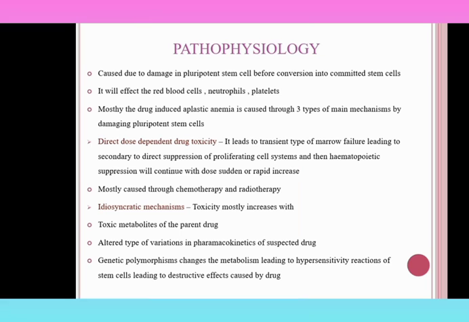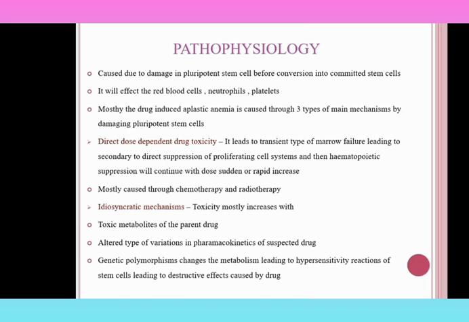Now coming to its pathophysiology, it is actually caused due to damage in the pluripotent stem cell, even before they convert into the committed type of stem cells, which determine into which type of form they should be transformed. So drug-induced aplastic anemia is caused by damage at the starting stage, to the pluripotent stem cell. It will mostly affect the red blood cells (RBCs), neutrophils and platelets.